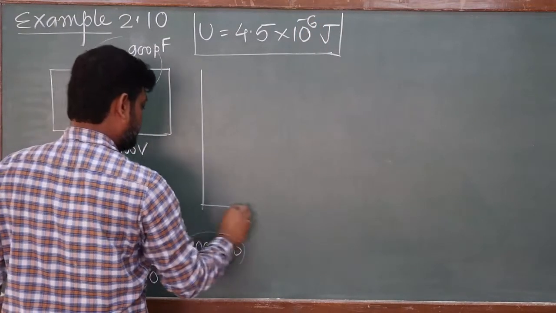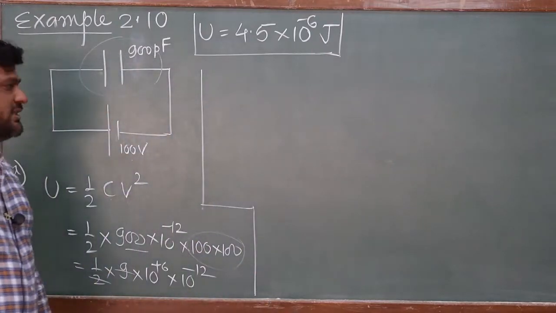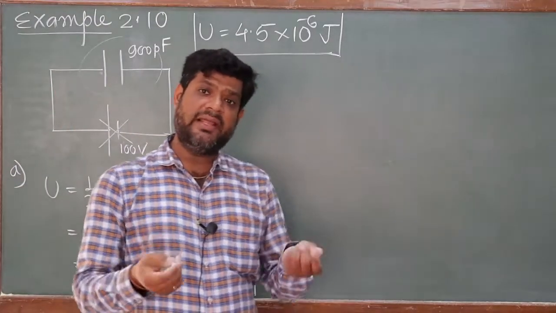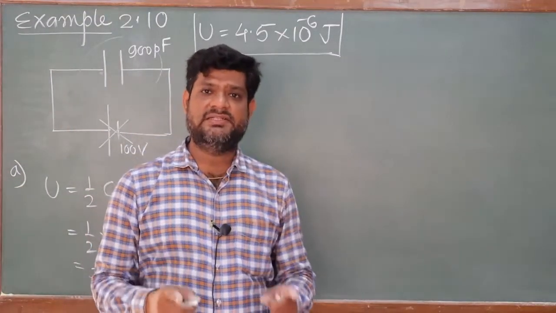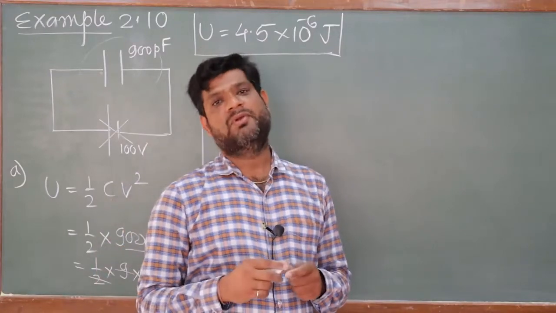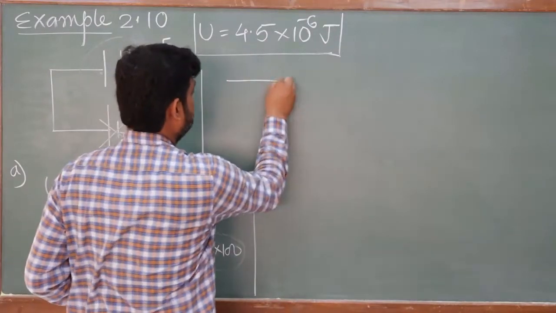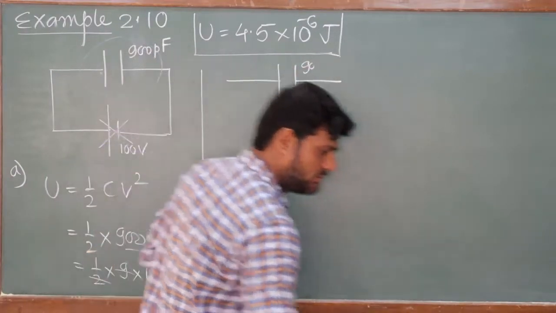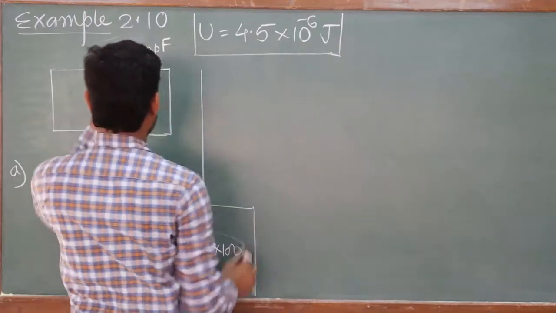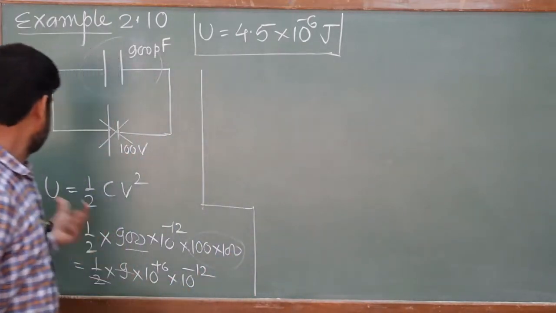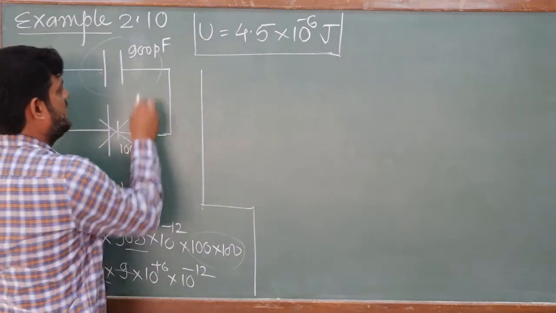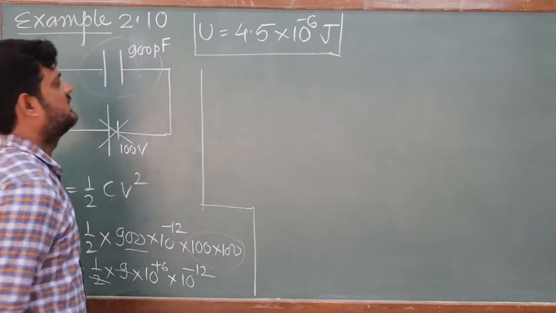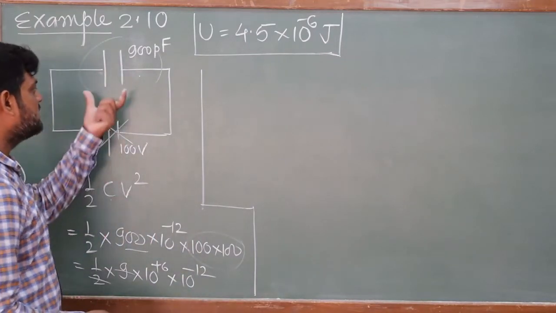Now the second part. In the second part the question is like this: remove the battery, and apply another uncharged capacitor of 900 picofarad. So the diagram will be like this. Initially, the capacitor is 900 picofarad. First of all, we will calculate the charge on this capacitor in part 1 only, because it will be required for the further part. What is the charge on this capacitor?